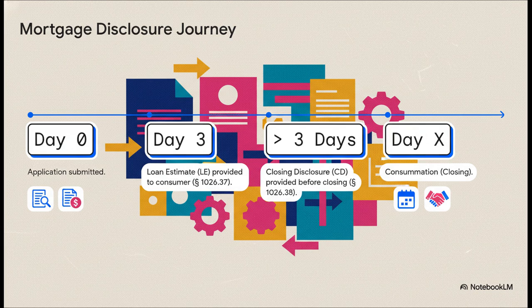closing table. Lenders have to provide a loan estimate within 3 business days of getting an application, and then a final closing disclosure has to be in the borrower's hands at least 3 business days before the loan is finalized. This rhythm ensures borrowers get clear information upfront and have plenty of time to review the final terms.